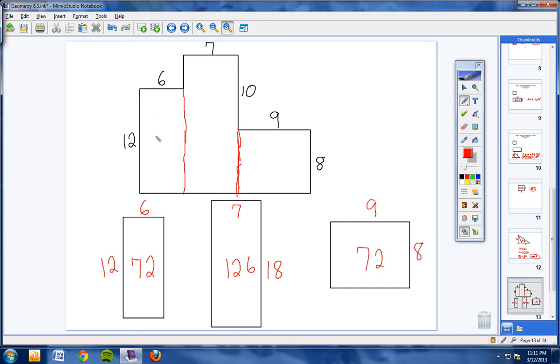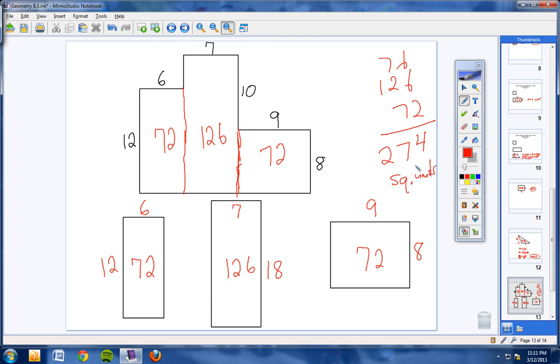So we know the area of this rectangle is 72, the area of this one's 126, this one's 72. Let's add them all up. 72 plus 126 plus 72. That would be 4 carry 1, 7 carry 1. I did it quickly. I hope that's right. 8, 15, 17. I think that's right. 270 square units.